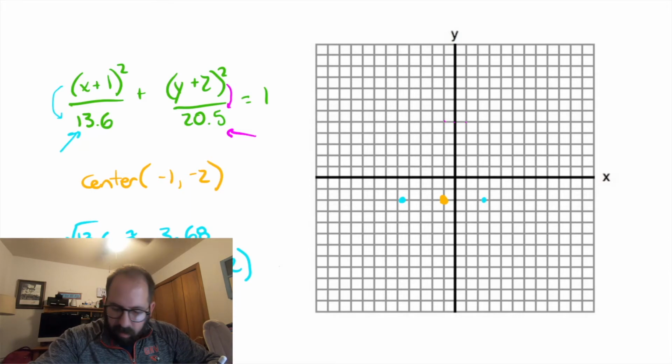So square root of 20.5. That's what, 4.52? That makes sense. It's almost close to 25. The square root of 25 is 5, so it's close. And so I'm going up 4.5 and down 4.5. So 1, 2, 3, 4.5, and 1, 2, 3, 4.5.